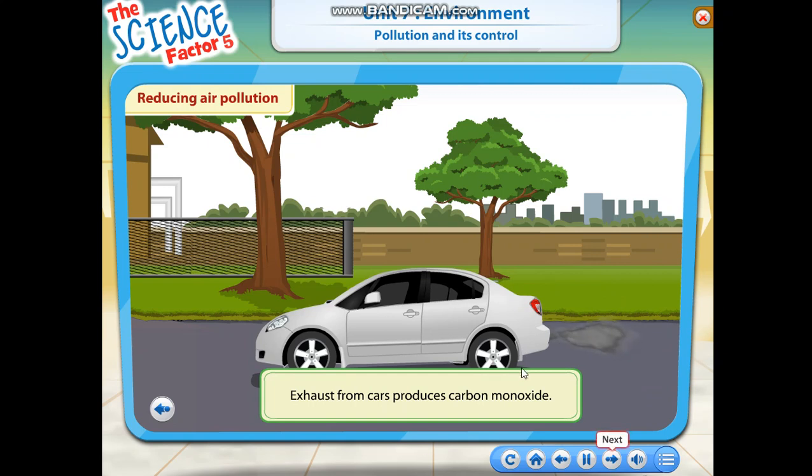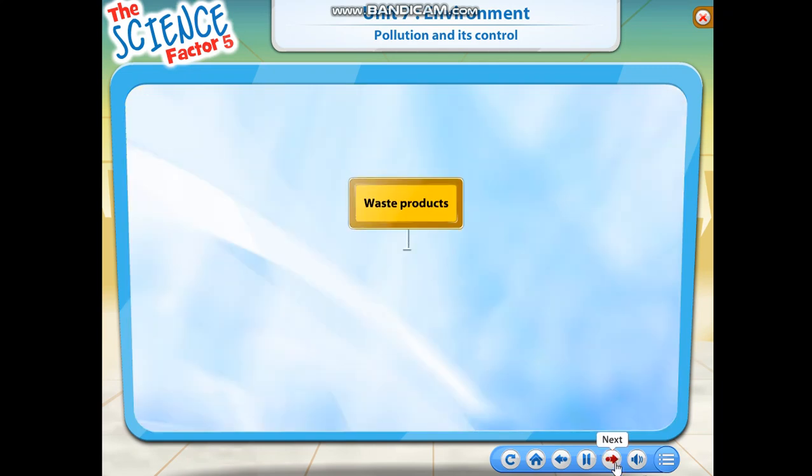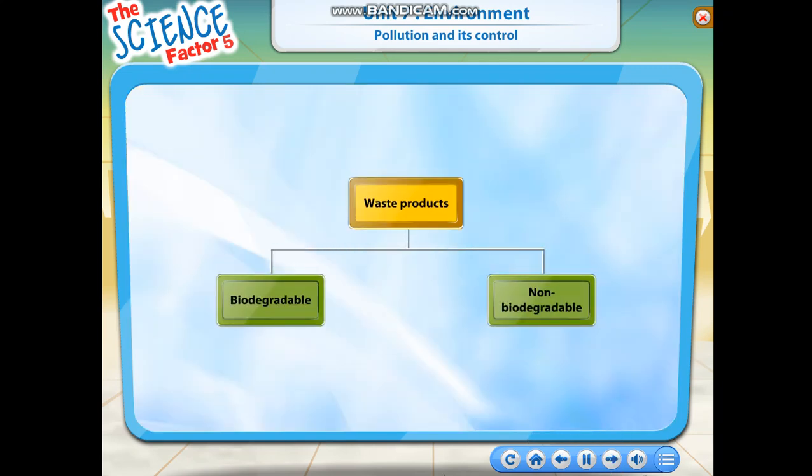Click Next. Waste products are of two types, biodegradable and non-biodegradable. To know about each, click either of the buttons.